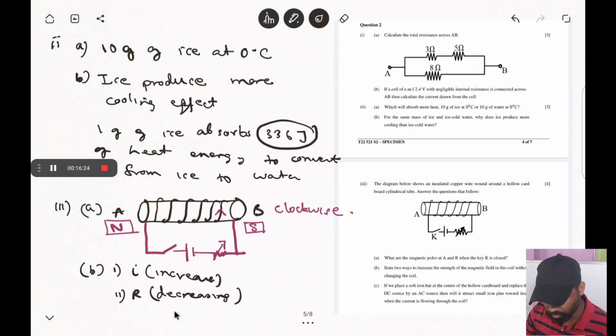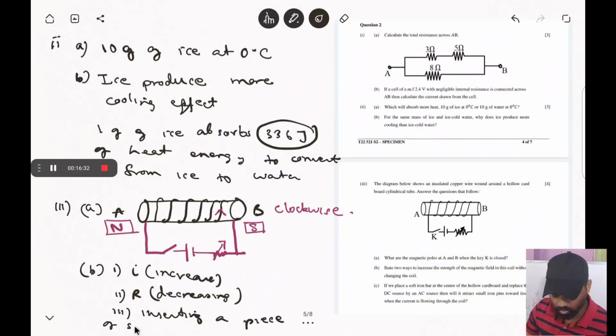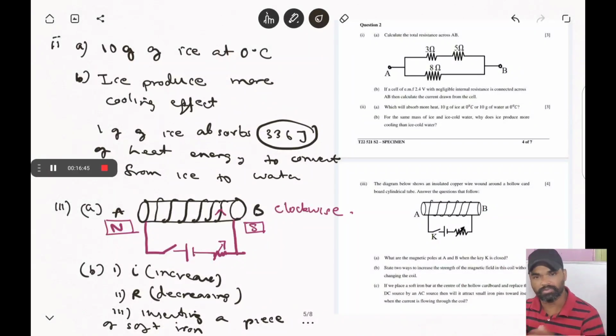There's one more way, say how. Though they have not asked, inserting a piece of soft iron inside the hollow tube will increase the strength of the magnetic field. There are three ways. You can remember any two. Okay, this was part B.